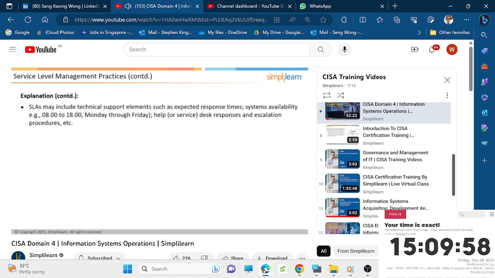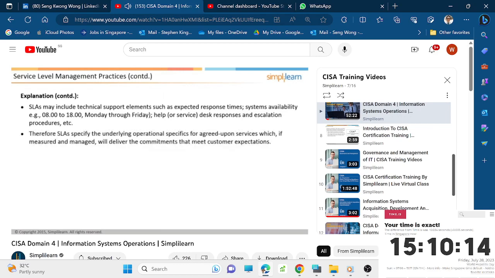SLAs may include technical support elements such as expected response times, systems availability, for example, 0800 to 1800 Monday through Friday, help desk service responses, and escalation procedures, and so on. Therefore, SLAs specify the underlying operational specifics for agreed-upon services which, if measured and managed, will deliver the commitments that meet customer expectations. The main area of coverage is IT service management. We shall look at IT service management in the following few screens.